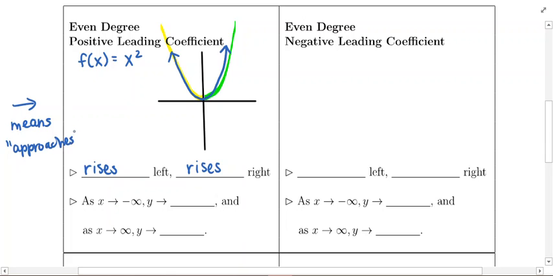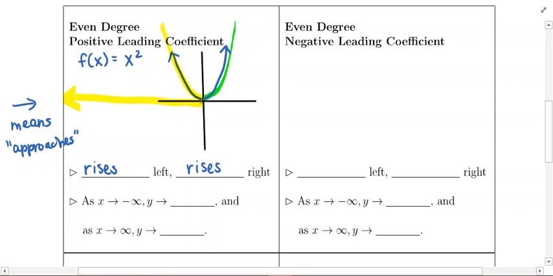So the first thing that you would read is, as your x values approach negative infinity. That means if your x values are going in this direction, look where my cursor is, they're getting more and more negative. What is happening to the corresponding y values? That is what this statement means. As x approaches negative infinity, the y values approach what?